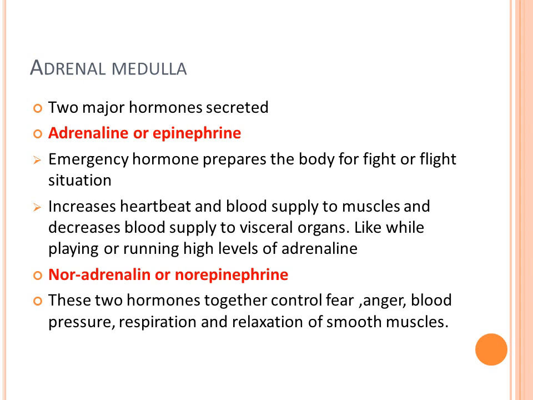While playing, while running, we need a lot of blood supply to our body, which is supplied by high levels of adrenaline. Now noradrenaline or norepinephrine, these two are actually a combined type of hormone. They work together. So they control fear, anger, blood pressure, respiration, as well as the relaxation of smooth muscles in our body. Many emotions and many other processes are controlled by adrenaline and noradrenaline, but they act in a combined form.